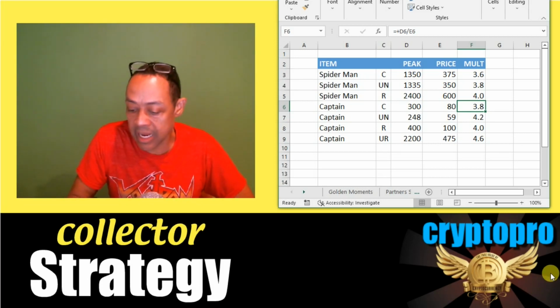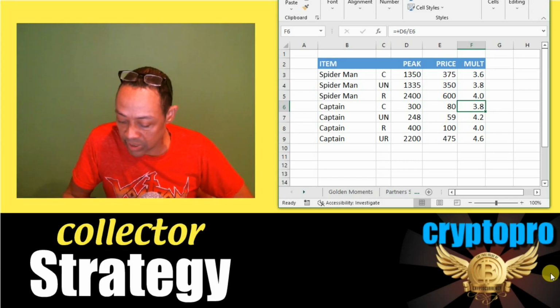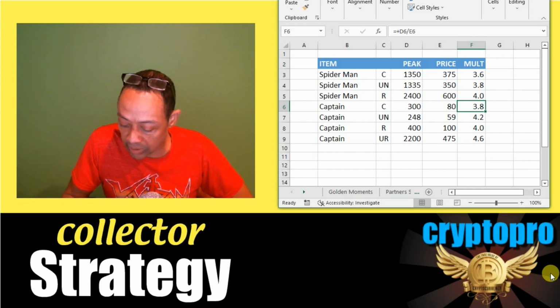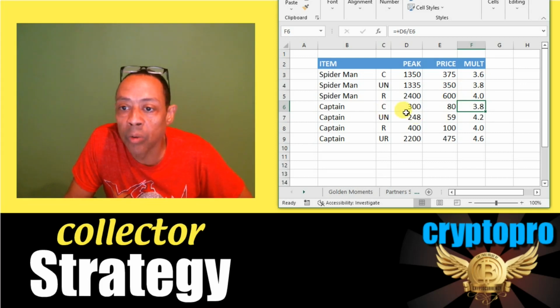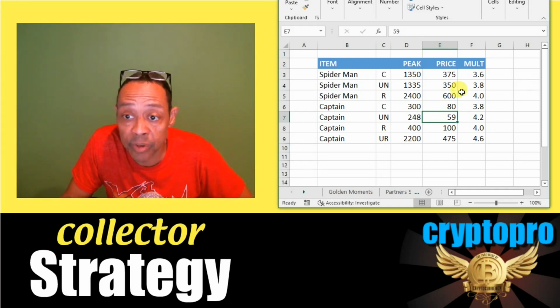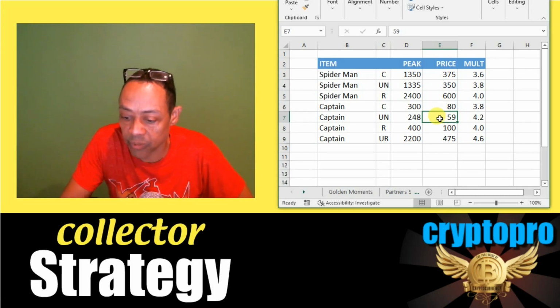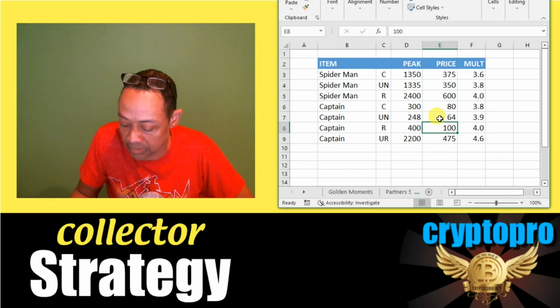Now let's look at the rest of the Captains. And what I'm going to do, instead of looking on that website, I'll just pull it up on my app so I can do this a lot quicker. I'll scroll down to the Captain America set, and here we go. We already have the common. Next, I'll type in the current price on the uncommon, and we already have the previous peak price of 248. It's already in there. Now, we are up to 64 from 59. Price has been creeping up just a little bit.